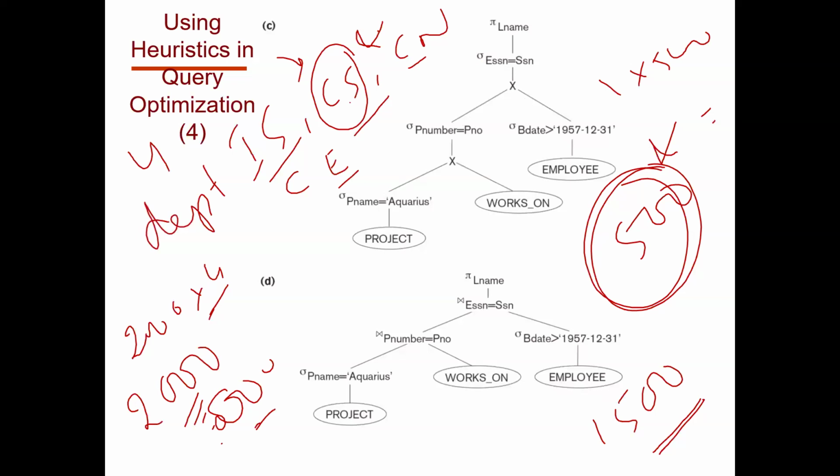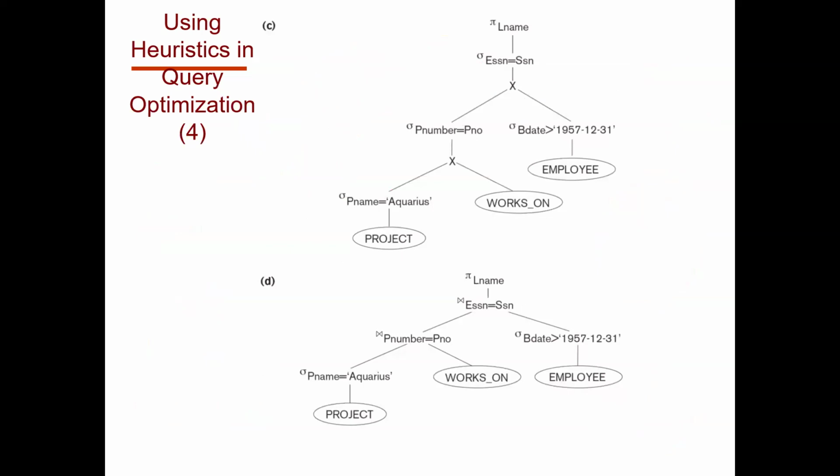So this is what we are actually doing here. Because the projects are fewer than employees, we are selecting only those rows whose project name is Aquarius. That is why we are selecting the project table first, then joining it with the employee later on. Okay, so this is another improvement.